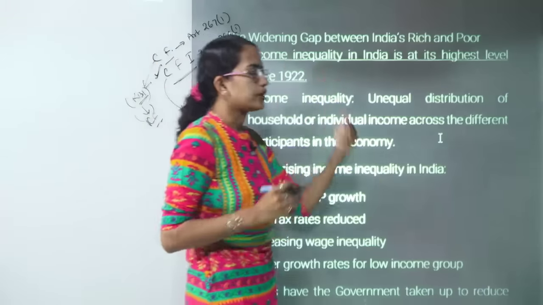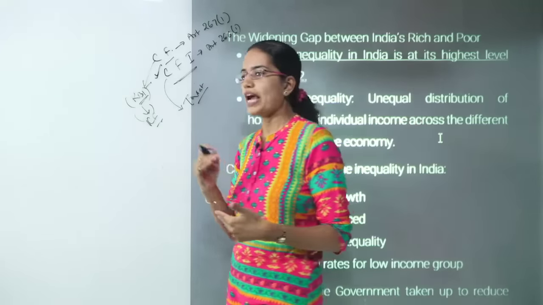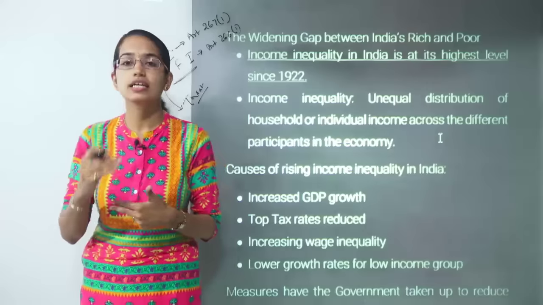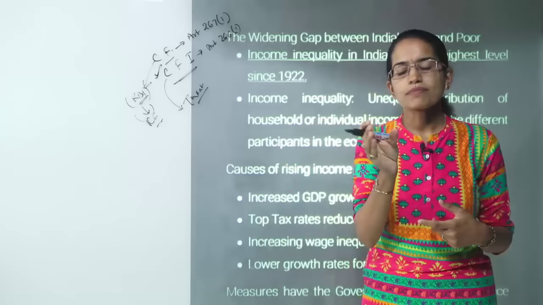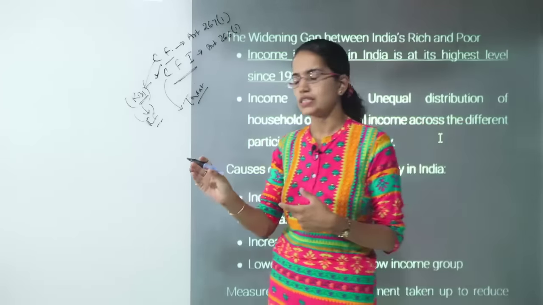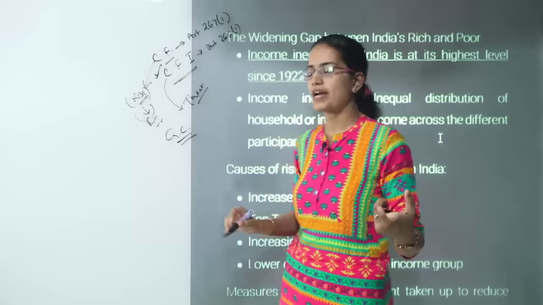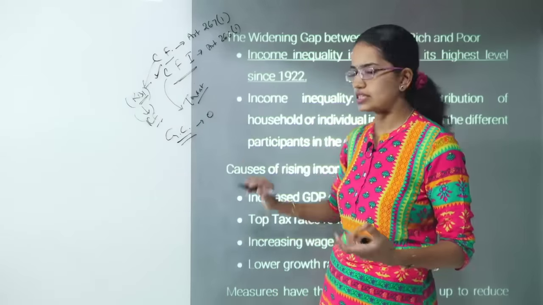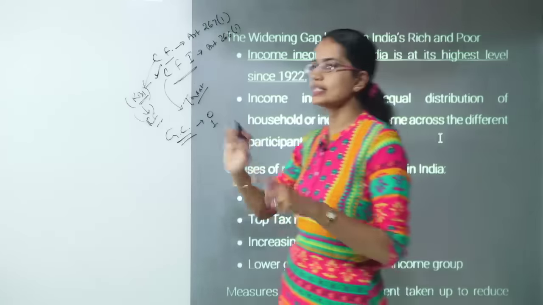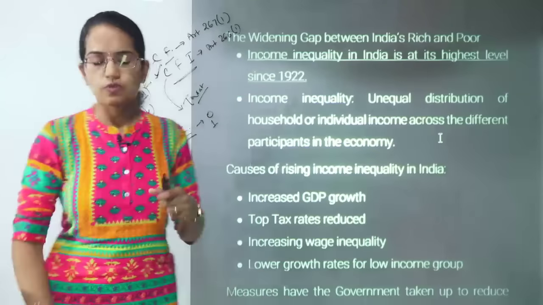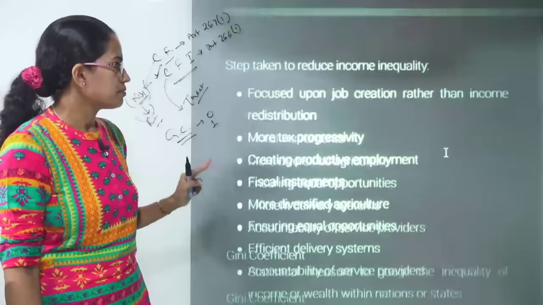Now, talking about the increasing gap between the rich and the poor. Since 1922, we have seen the highest increase in the income inequalities that have been registered in India. Now, on what parameters are these income inequalities measured? So, the Gini coefficient is one that measures the income inequality. If we say the Gini coefficient is 0, that means there is no income inequality, and 1 means an extreme inequality exists. So, with the help of the Gini coefficient, we measure the income inequalities that are prevalent in society.